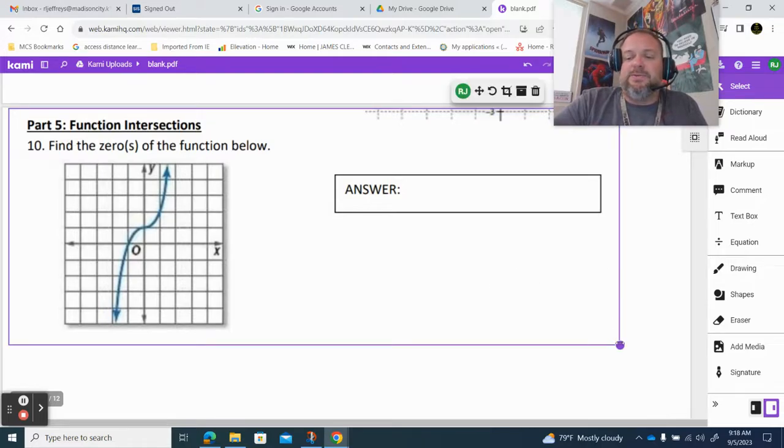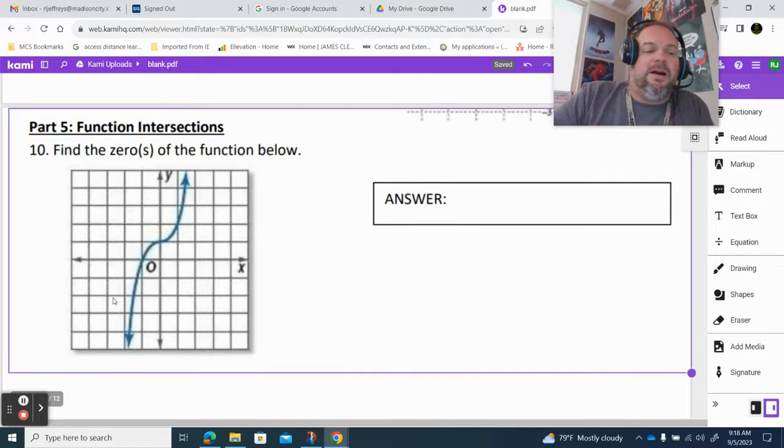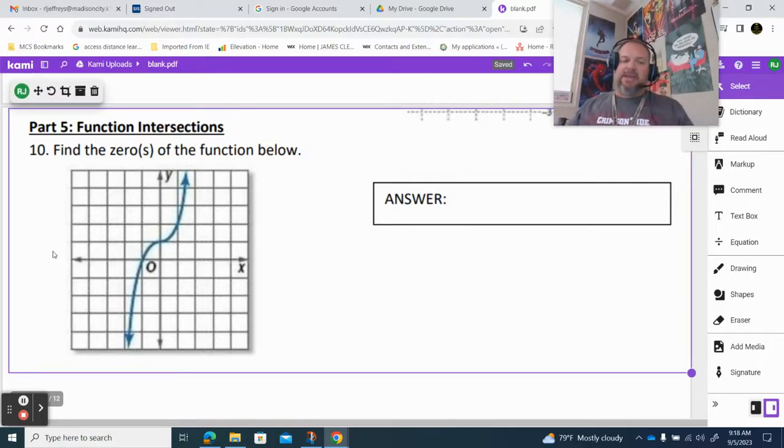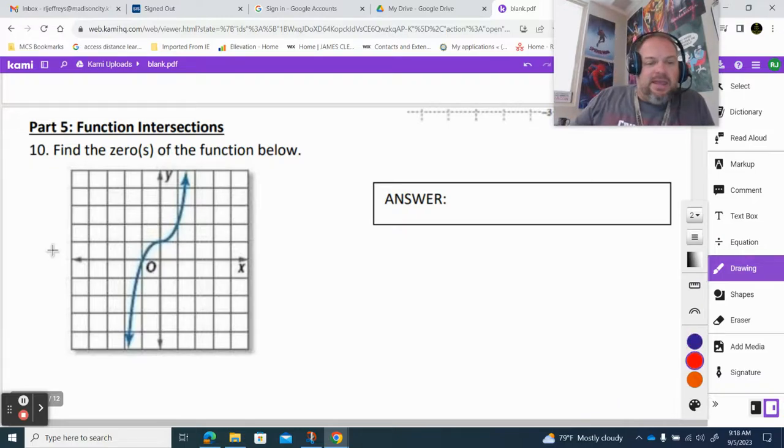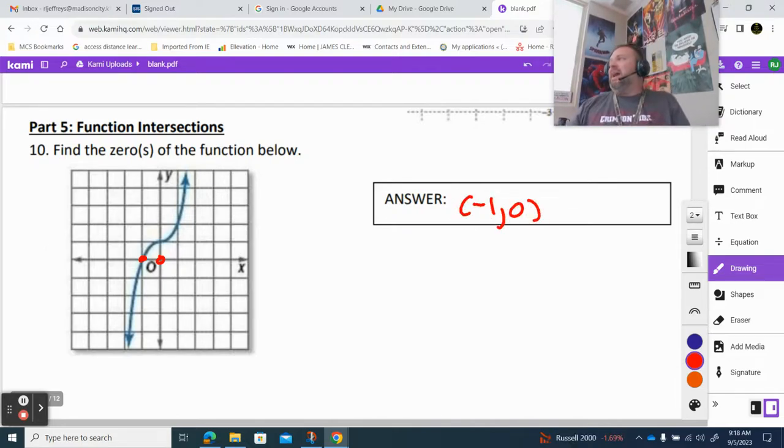Finding the zeros. All right, where does this touch the x-axis? It touches right here. Here's the origin. This touches at (-1, 0). And I am going to do my very best to make sure that these graphs are easily seen. If not, you may get free answers on the test tomorrow.